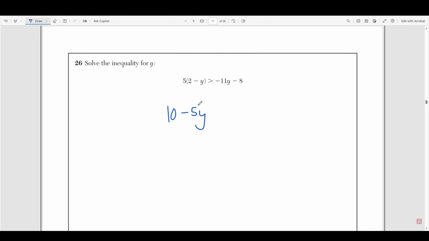So here I have 10 minus 5y is greater than negative 11y minus 8. So from here I'm going to add 11y to both sides. And I have 10 plus 6y is greater than negative 8.